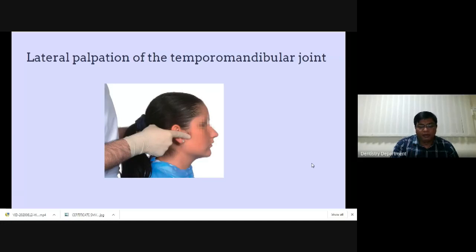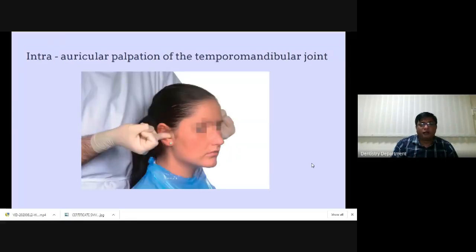You have to keep your finger on the temporomandibular joint, ask the patient to open and close the mouth, and ask whether there is pain on opening or closing, or both. You have to ask. And most importantly, you have to do intra-auricular palpation.